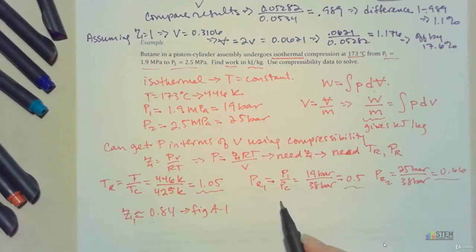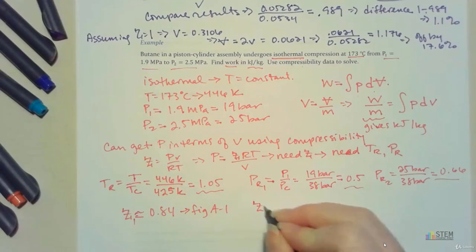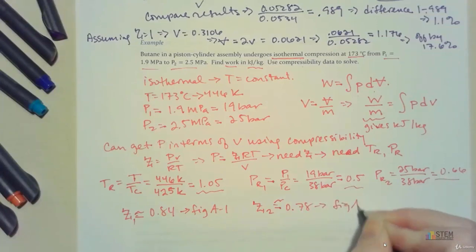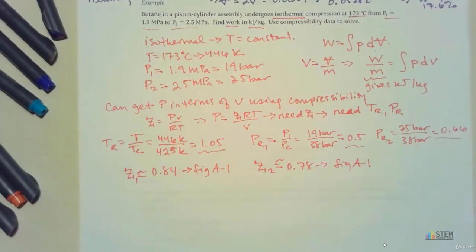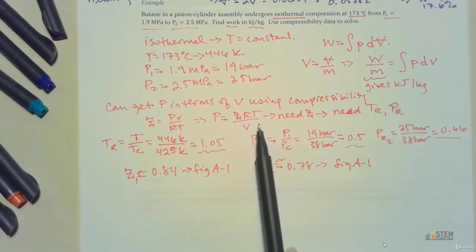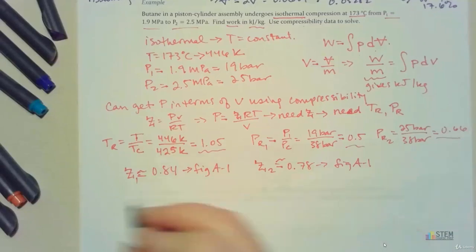And then you'll do the same thing for the second pressure, the second state. So we'll call that Z2, and that one's going to approximately be 0.78, and again, that was from figure A1. Now we've got that. We've got our Z values, we've got this equation, and we've got this equation for pressure. So let's combine everything together.